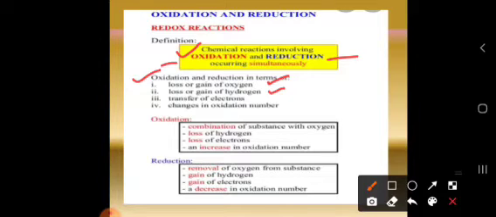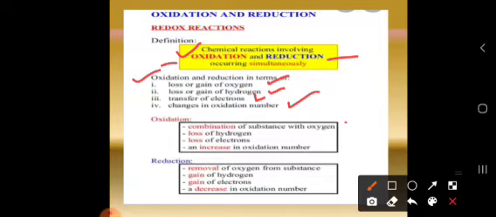So what is the third condition? That is the transfer of electrons. If in the reaction transfer of electrons takes place, then it will also be considered a redox reaction. And the fourth one is the change in oxidation number. So these are the conditions where you can identify that this is an oxidation reduction. First one is the loss or gain of oxygen, second one is the loss or gain of hydrogen, third one is the transfer of electrons, and fourth one is the change in oxidation number.